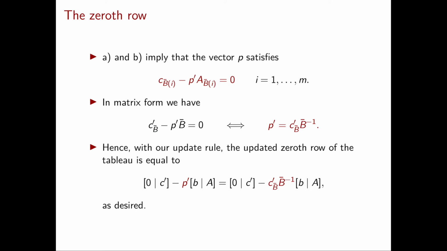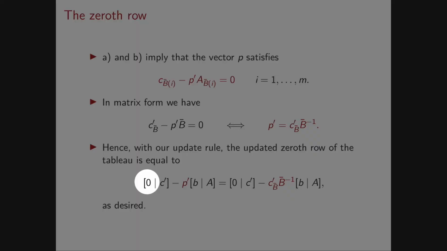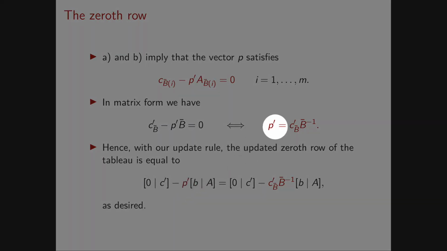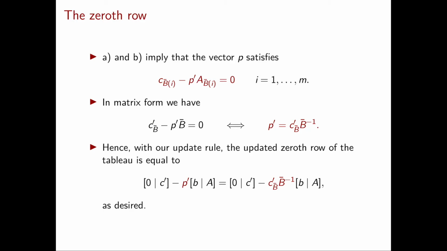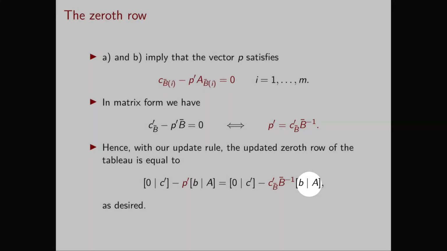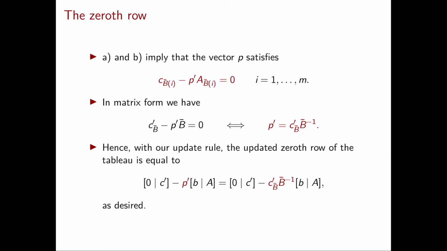So with our update rule, the updated 0 row has the form 0, C transpose minus P transpose A, as we have seen a few slides ago. And now we can replace P transpose because we have just understood exactly what P transpose looks like, and we obtain that the 0th row at the end of the iteration is 0, C transpose minus C B bar transpose B bar inverse A, as it should be. And this completes our proof that the 0th row gets updated correctly with our update rule.